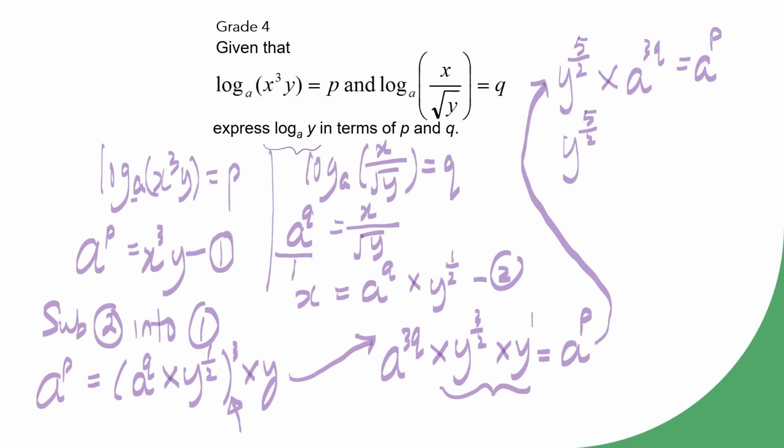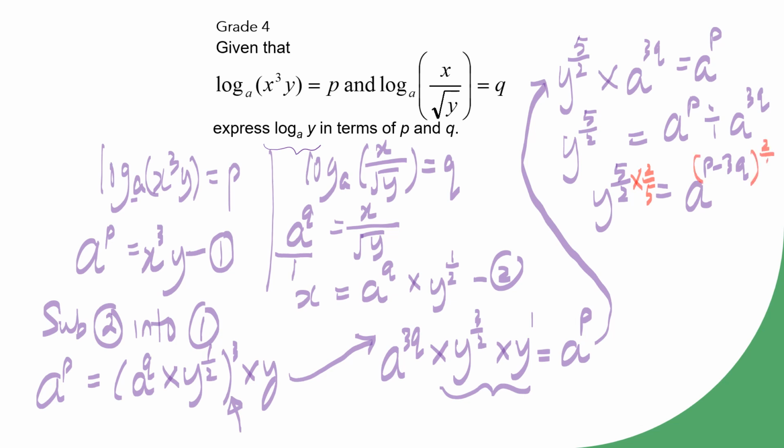I need to find the values of y. So that means I have to make y the subject. So I need to bring a to the power of 3q over to the other side. Okay, so that will give me a to the power of p minus 3q. Pretty confusing. Okay, so to make y the subject, I just multiply the power with 2/5, because 5 over 2 times 2/5 will give me 1. Then the other side also I must multiply by 2/5. That's how you balance the equation. Otherwise the equation will not be balanced.